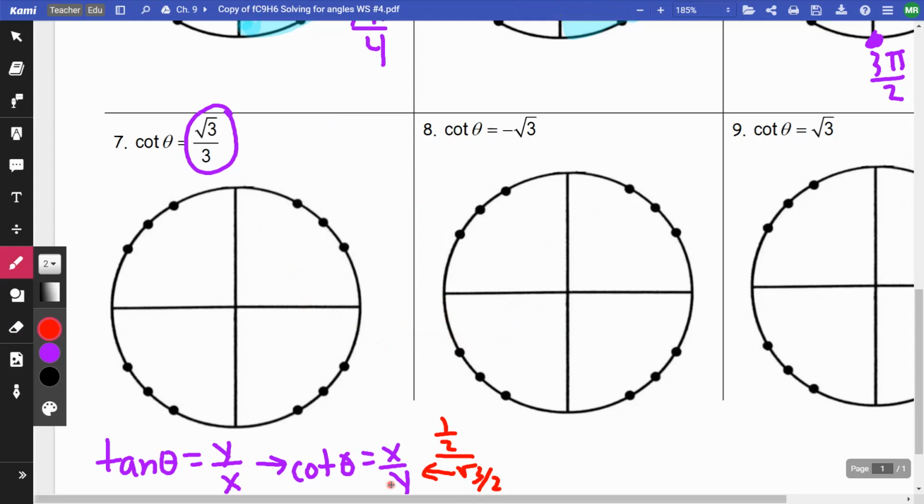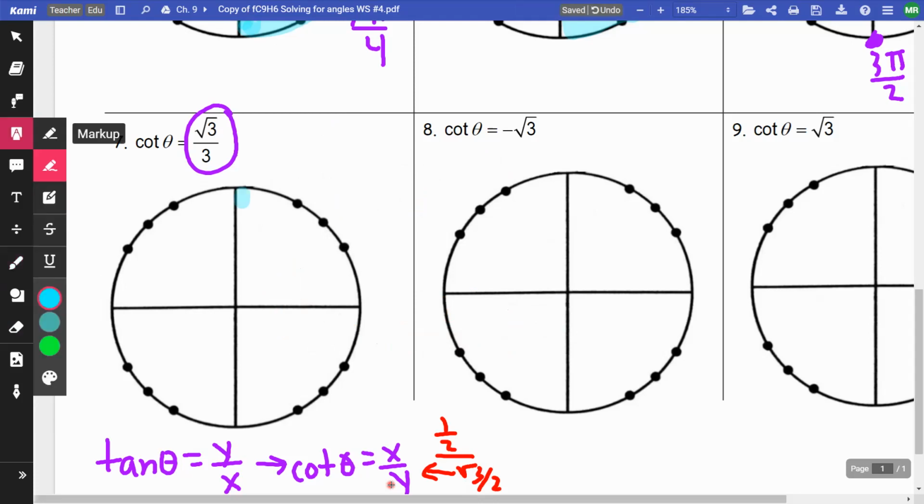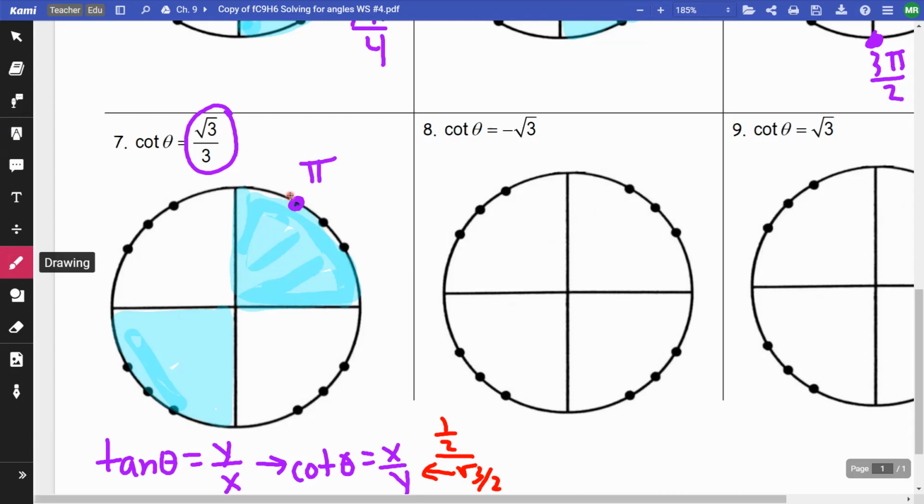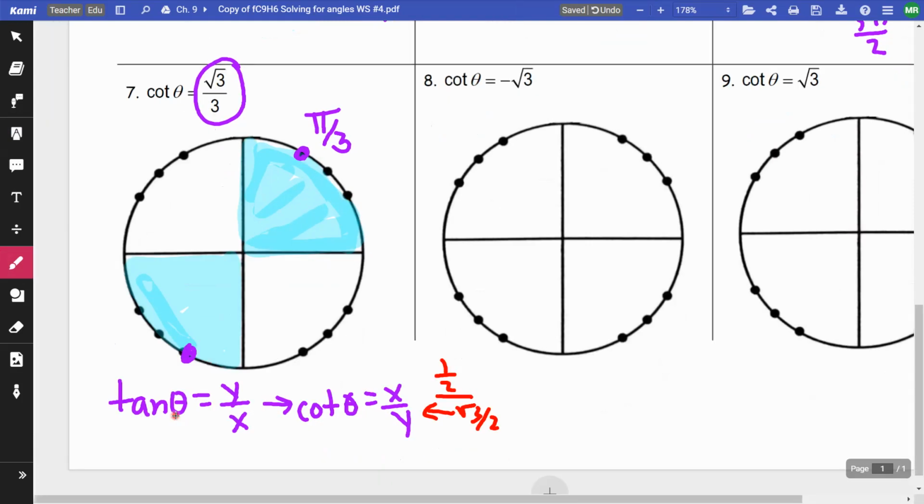That's what I want. So my cotangent is positive in quadrant 1 and in quadrant 3. And I want my y to be a root 3 halves. So that means I want my y to be long. So short comma long, I'm going to be right here at pi thirds. And again, short comma long puts me down here. This is going to be 4 pi thirds. Those are my two radians.